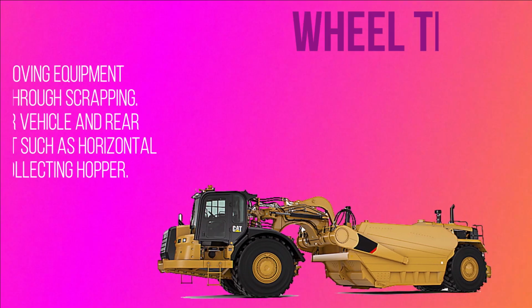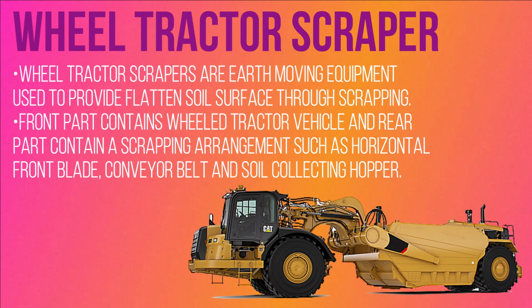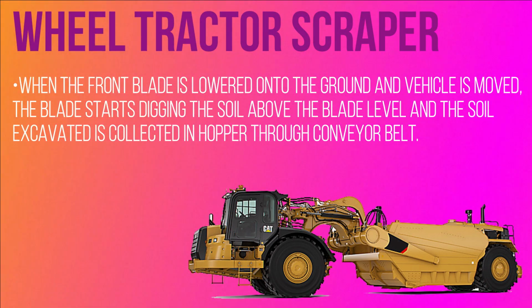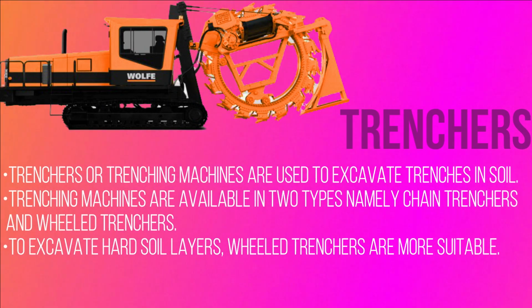Wheel tractor scrapers are earth-moving equipment used to flatten soil surface. The front part contains a wheel tractor vehicle and the rear part contains a scraping arrangement such as a horizontal front blade, conveyor belt and soil collecting hopper. When the front blade is lowered onto the ground, the blade digs the soil above the blade level and the excavated soil is collected in the hopper through a conveyor belt. When the hopper is full, the rear part is raised from the ground and the hopper is unloaded at a soil dump yard.